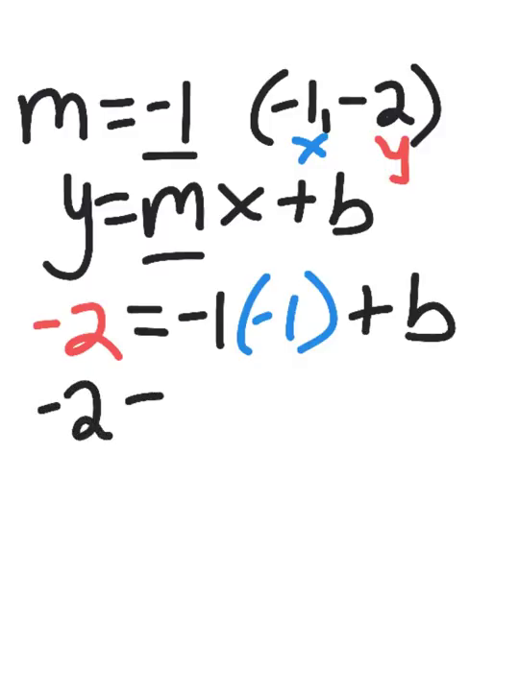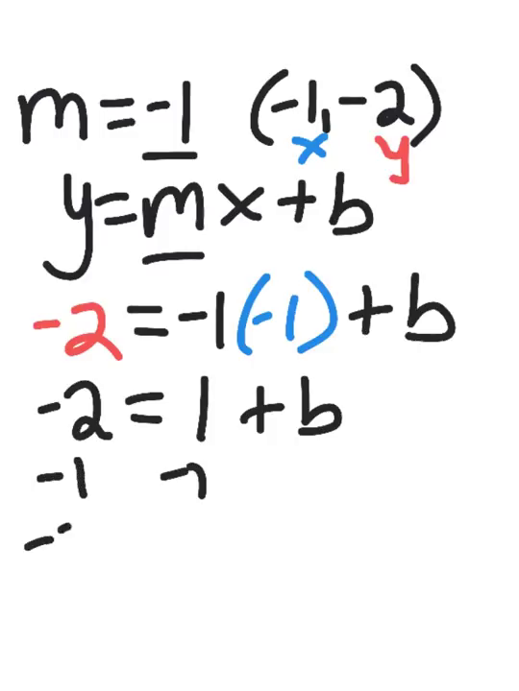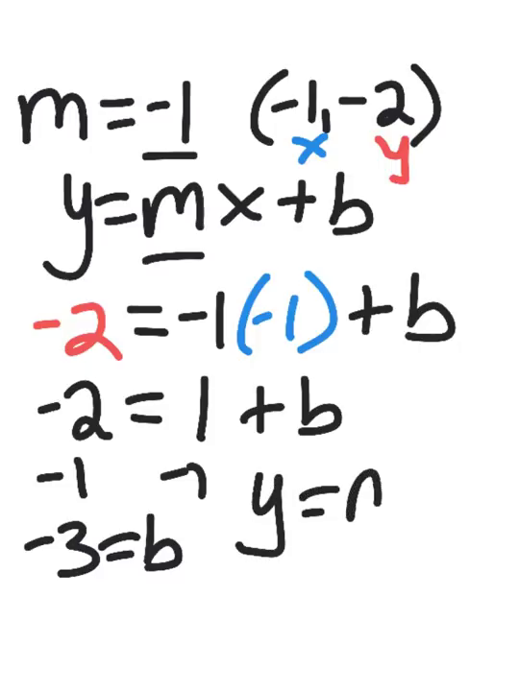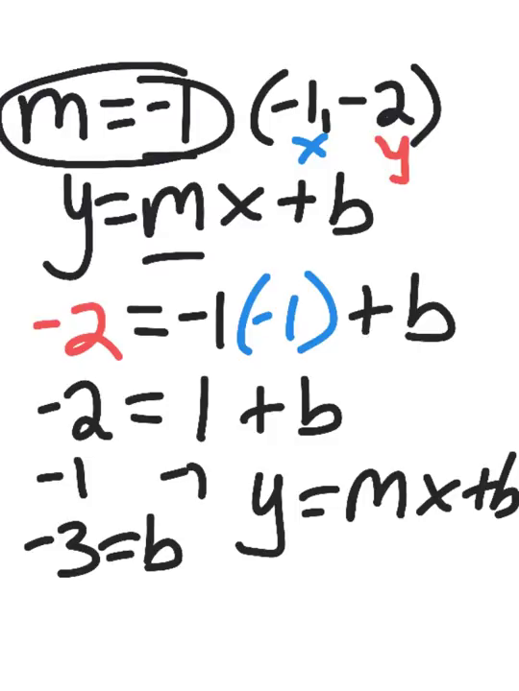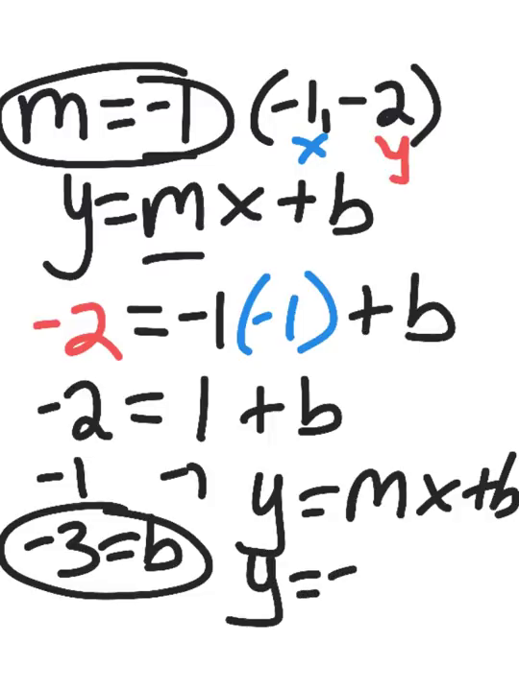So I have -2 = 1 + b. I'm going to solve for b, so subtract 1. So I have -3 = b. Now I need to use y = mx + b and substitute in my slope of -1 and my intercept of -3. So I have y = -1x - 3.